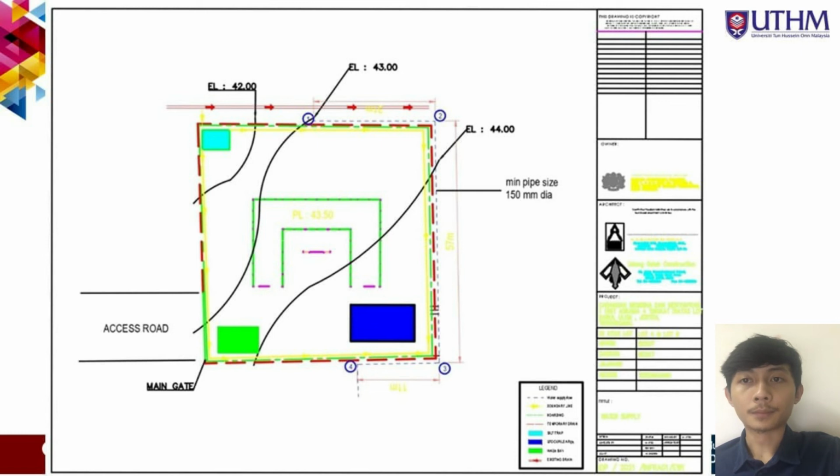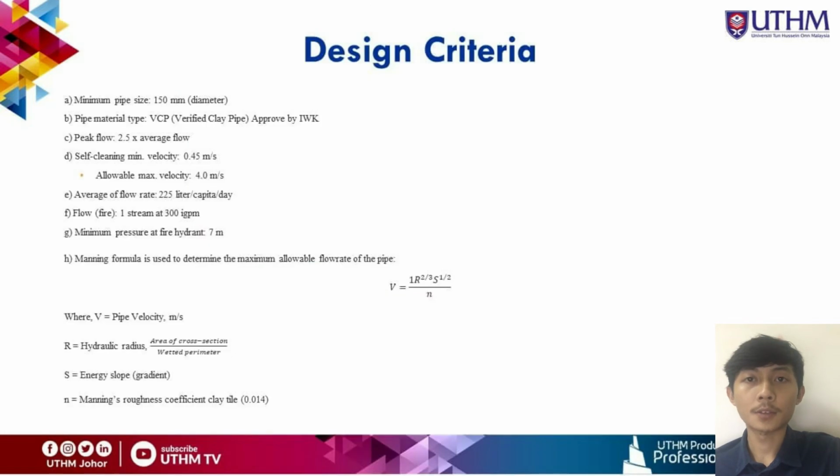So today I would like to present about our project for water supply. First of all, detailed design submission, that is design criteria. Our minimum pipe size is 150 mm. Pipe material type VCP approved by IWK, and our peak flow is 2.5 times average flow.